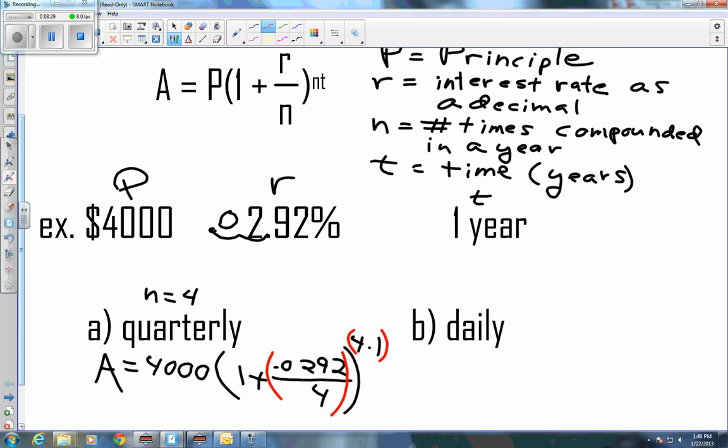So 4,118. Yep. Already got the right number. 4,118.09. If you didn't get that, raise your hand. Either I'll help you or your neighbor will help you. Okay, didn't get it? You see what he did?